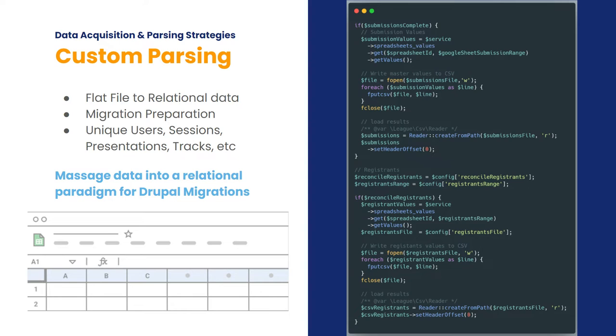So we would take all of this data into our Google Sheets as a flat file, and then connect into the Google Sheets API, pull all that data down, parse it, find all the unique users, for example, find all the presentations, and remodel it into what would eventually become the actual data models within our Drupal application. And that would make it easier for migrations to directly import all of this information.